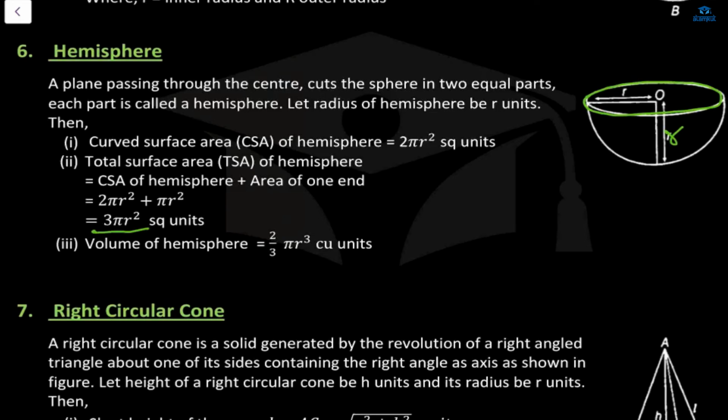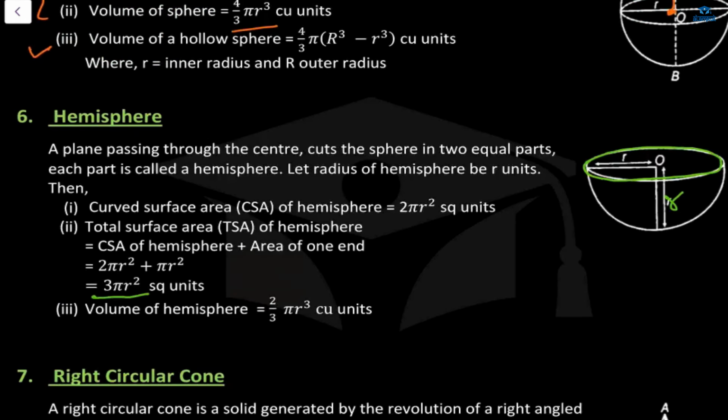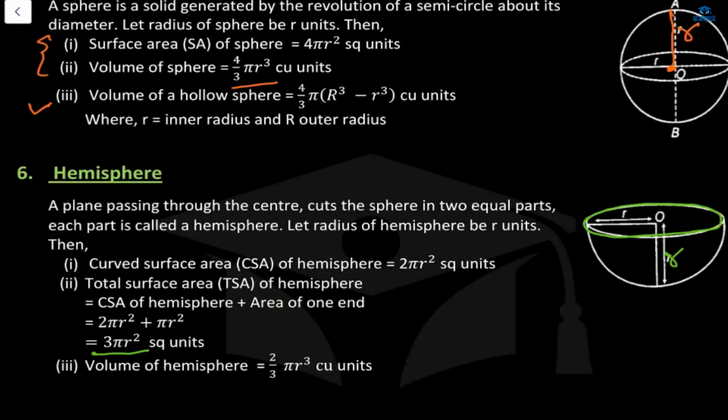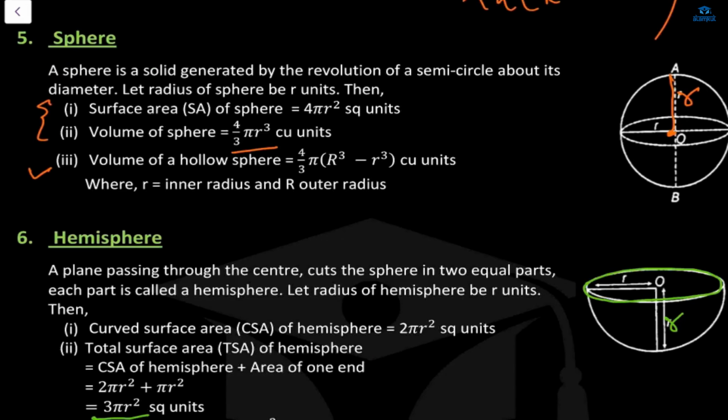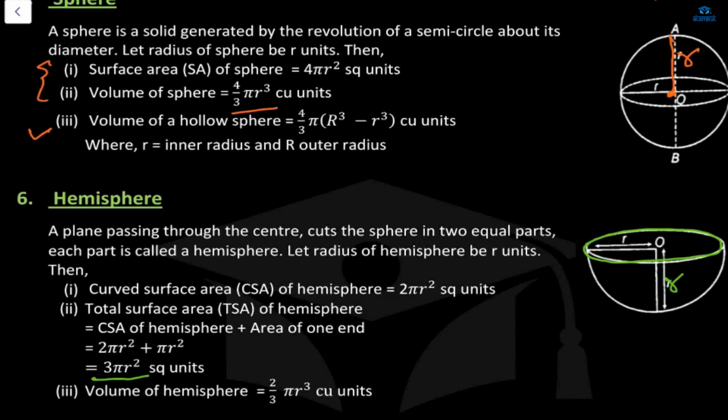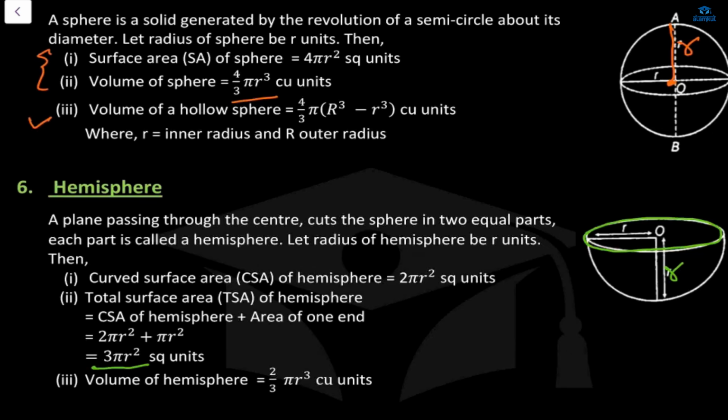Now, volume of hemisphere. Again, what is the volume of your sphere? It is 4 by 3 pi r cube. Similarly, we are going to divide it by 2, so you'll get 2 by 3 pi r cube. If you remember the formula of the sphere correctly, you will figure out the formula of the hemisphere. You're just going to take half. Only the total surface area you have to remember, because here the total surface area is the curved surface area of the hemisphere plus the area of one end.